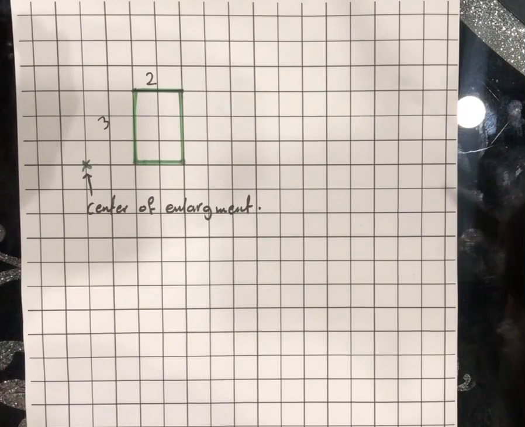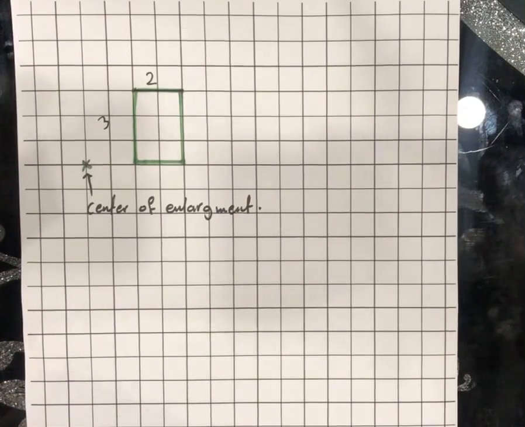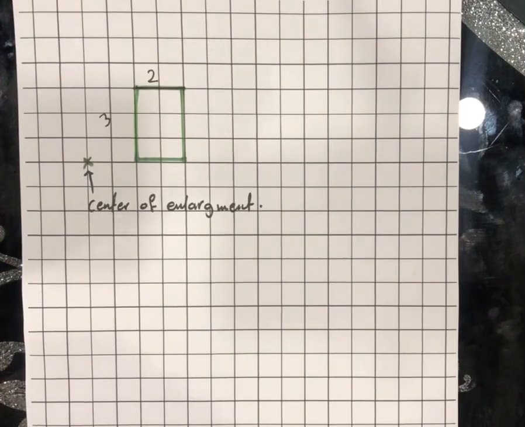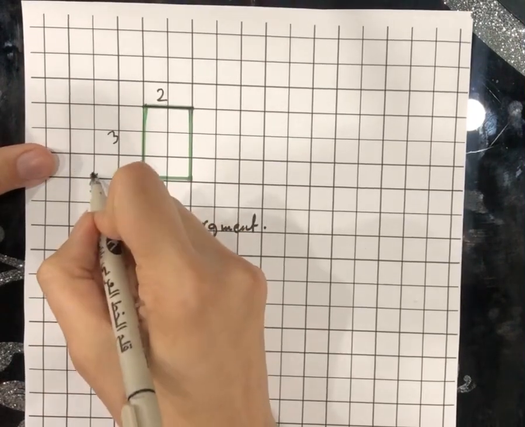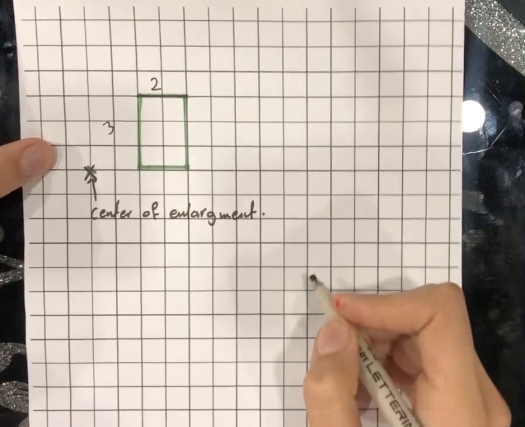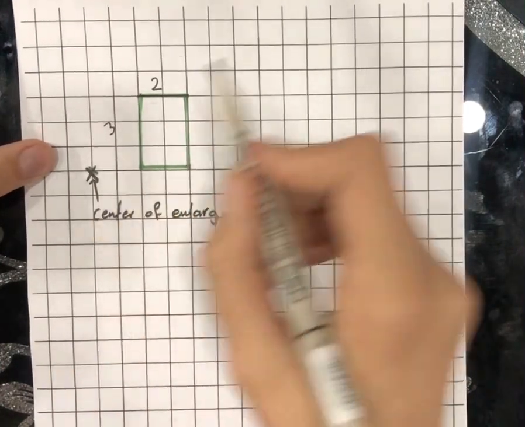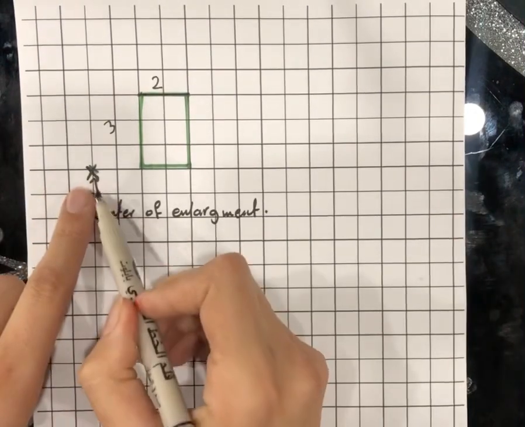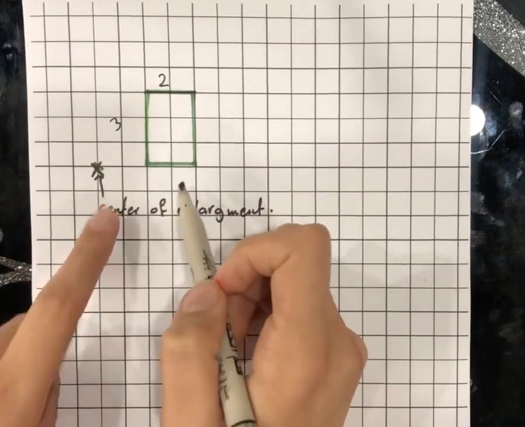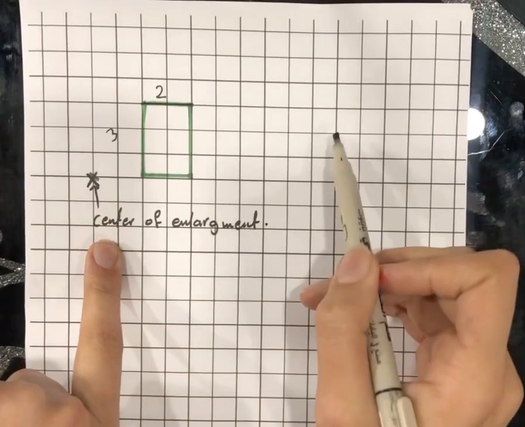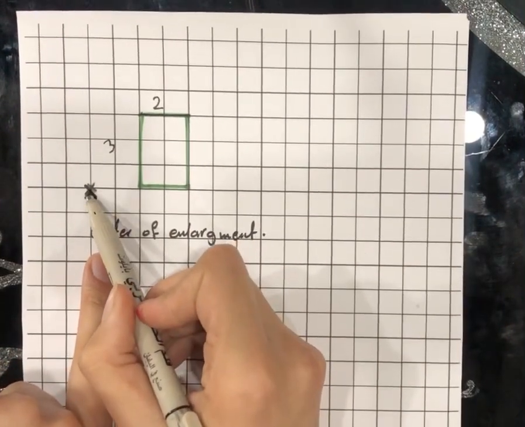Now I need to do an enlargement for this shape. For any shape to do enlargement, I need to know the center of enlargement and the scale factor. The center of enlargement is assigned right here. A center of enlargement means where will I draw my image in reference to what? So for this rectangle, this is the center of enlargement. So I need to draw my image in reference to this center.